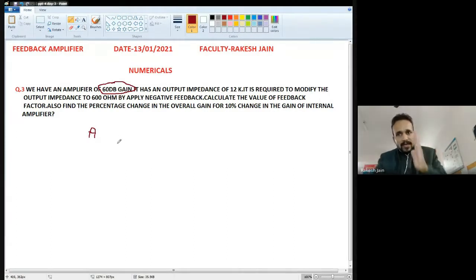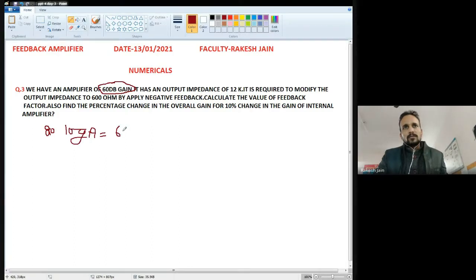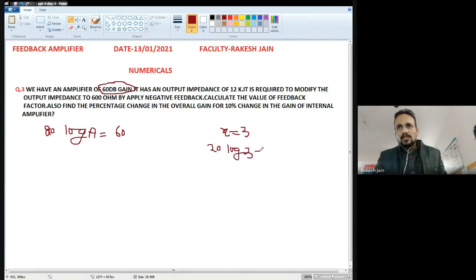So how does a value come in dB? Whenever we take 20 log of it. So it means it is not that A is equal to 60. It is actually 20 log A equal to 60, as given. Whenever a dB value is given, for example, let's suppose x is equal to 3, what is the value in dB? You just find out 20 log 3. Whatever the answer is, that is the value of x in dB.